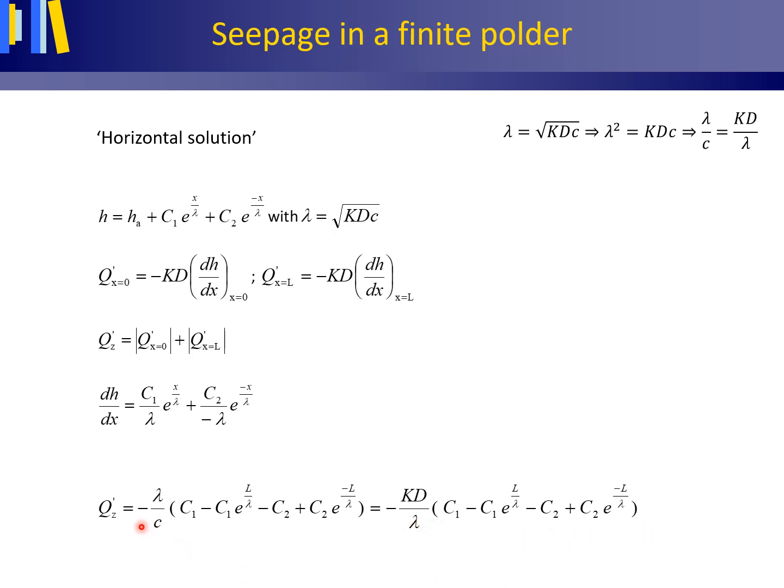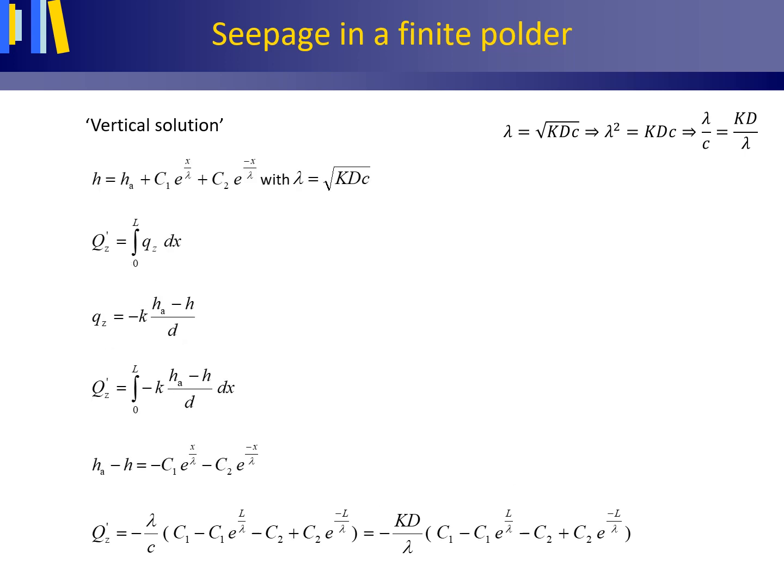And these terms are related to each other, and you can see that here. Lambda is the square root of KDC, so lambda squared equals KDC. So this is the relationship between lambda divided by C and KD divided by lambda.